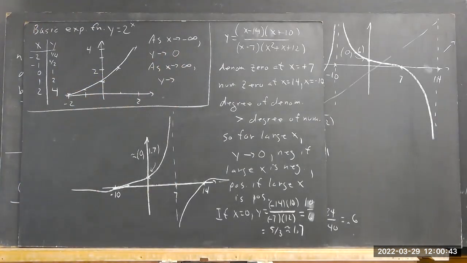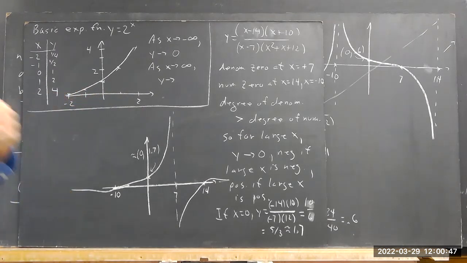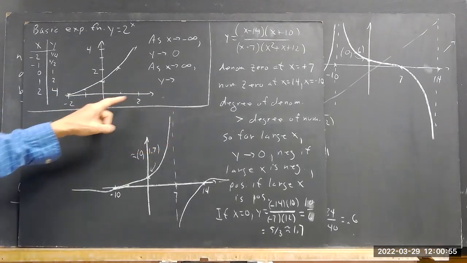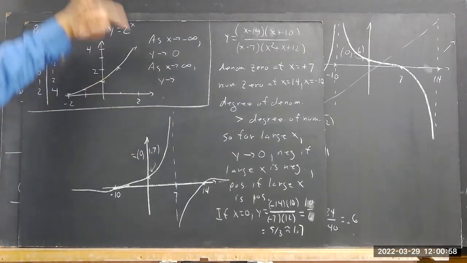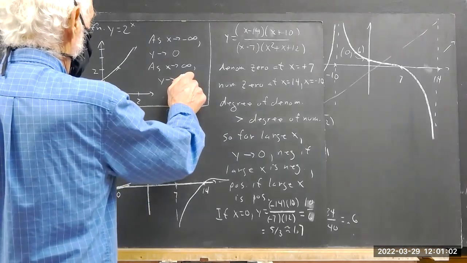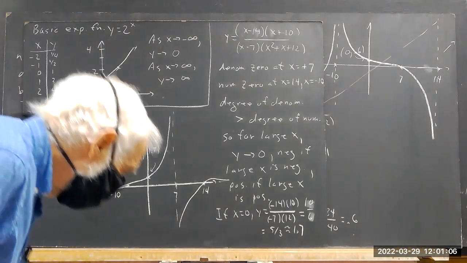You keep going this way. Every time you move to the left 1 unit, you get twice as close to the x-axis. In other words, your value of y gets half as big. If you go this way, every time you move 1 unit to the right, y gets twice as big. So clearly y approaches infinity here. All right, well, that's worth knowing.